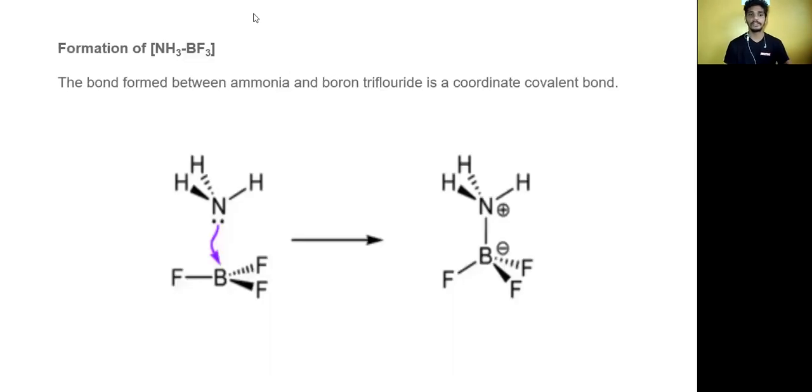Now the formation of NH3 and BH3. Look, okay. The bond formed between ammonia and boron. Look at the bond between nitrogen and boron, positive and neutral. This is how the reactivity works. This is the formation of the ammonia-boron compound.